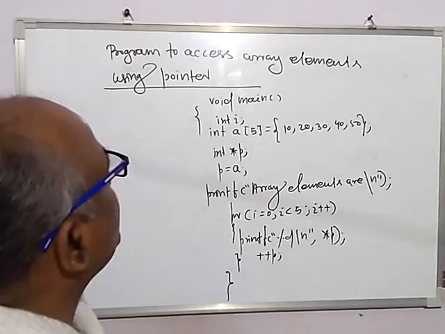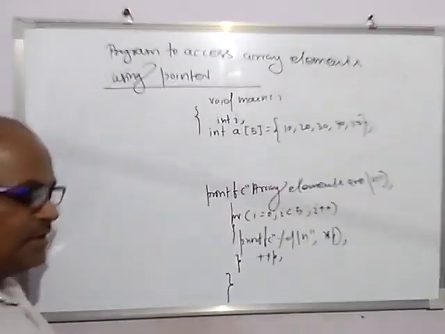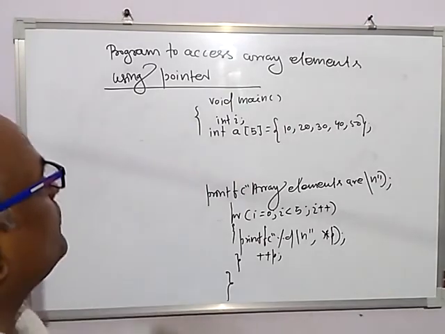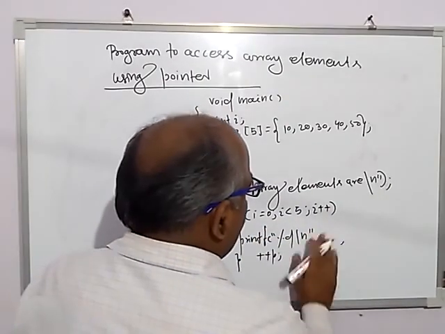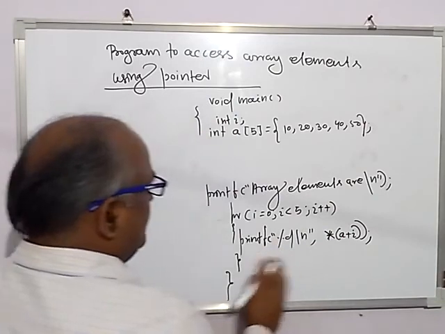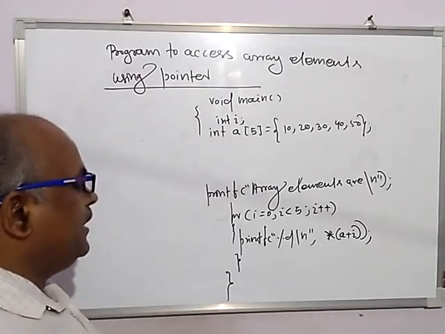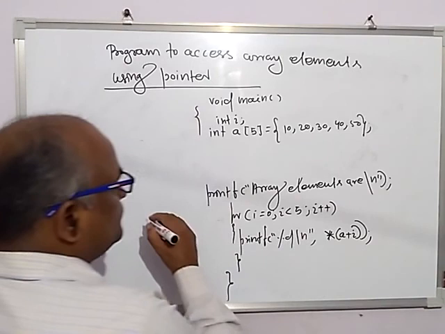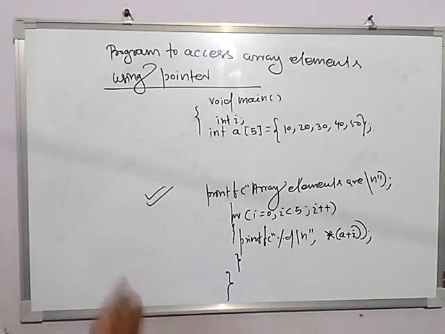Now you see what is the alternative. Instead of taking the pointer, how can you access the array elements? Since the name of the array itself is a pointer, it is not required to use another pointer. Array elements are printed for i equal to 0, i less than 5, i++. So instead of *p, you can write *(a + i). So in this way, you can access the array elements without taking a pointer variable, because the name of the array itself is a pointer. So this is the concept of pointer and one-dimensional array.